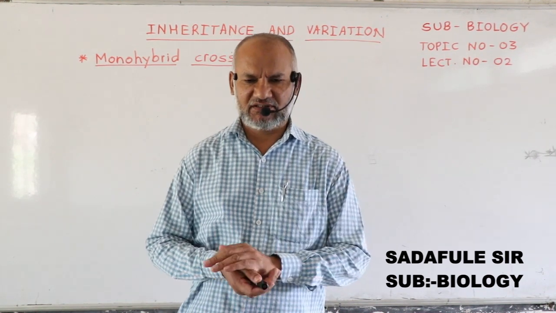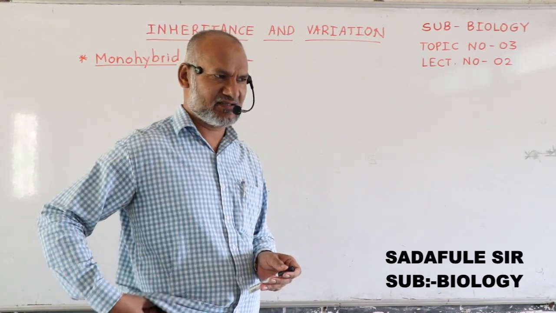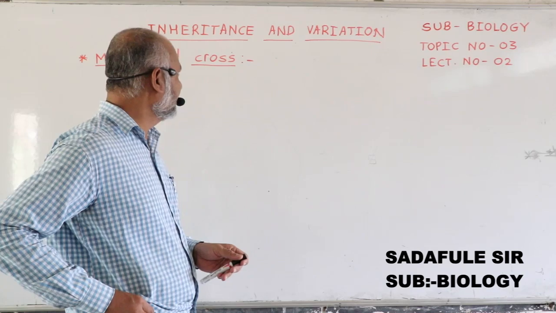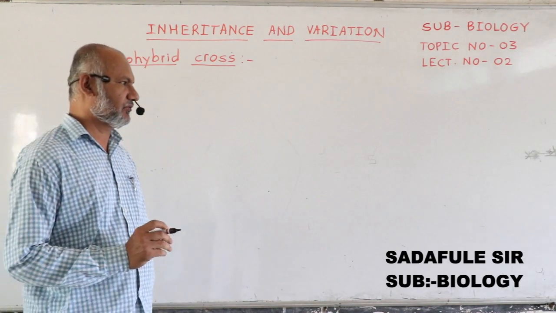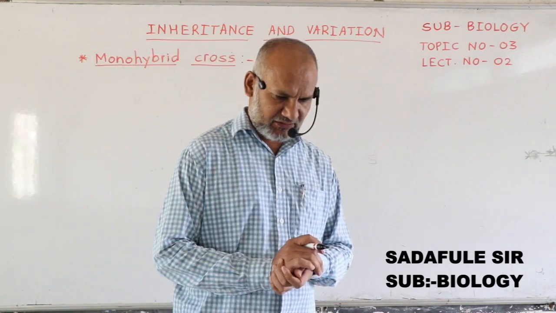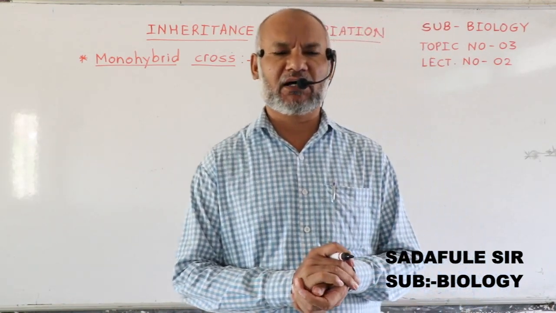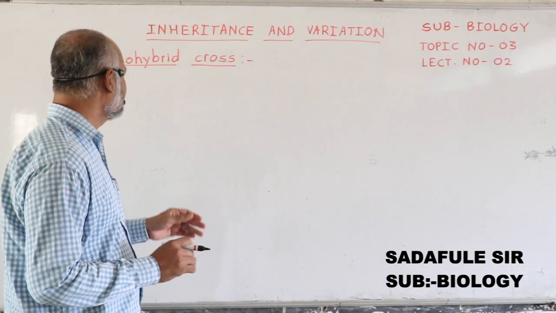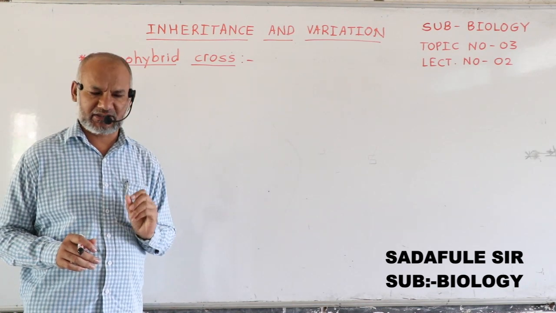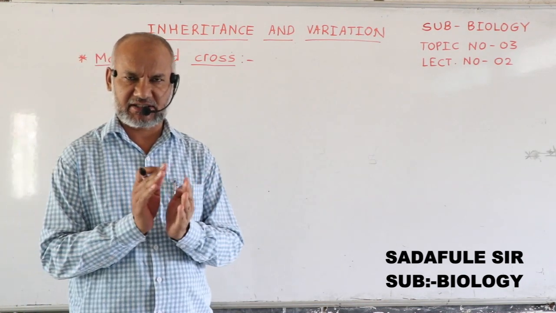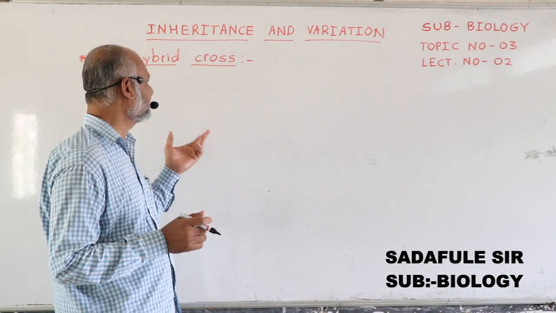Hello students, in the last lecture we studied the basics of inheritance and variation. Today we have to study the first and most important cross, or experiment, carried out by Mendel, and that is the monohybrid cross. We have to study what is meant by monohybrid cross, how this cross is carried out, and the conclusions derived by Mendel from this monohybrid cross.